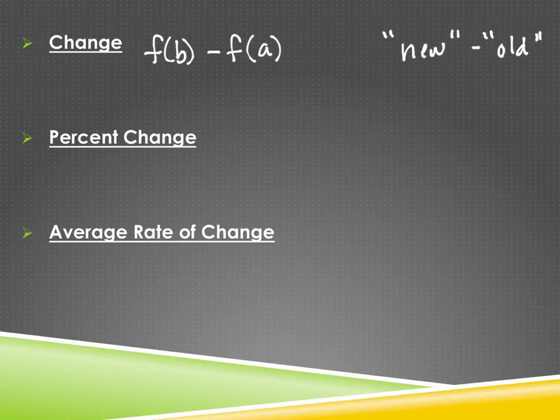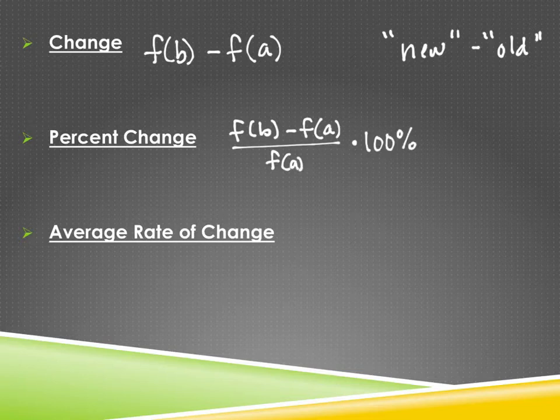Percent change is the one that's most likely to be new to you. This is calculated much the same way in the sense that you still have f of b minus f of a. But what it does is it divides by f of a and multiplies by 100%. If you want to use this idea of new minus old, you can think about it as new minus old divided by old times 100. What this does is it gives you some kind of a comparison. How much has something changed compared to how much was it originally?